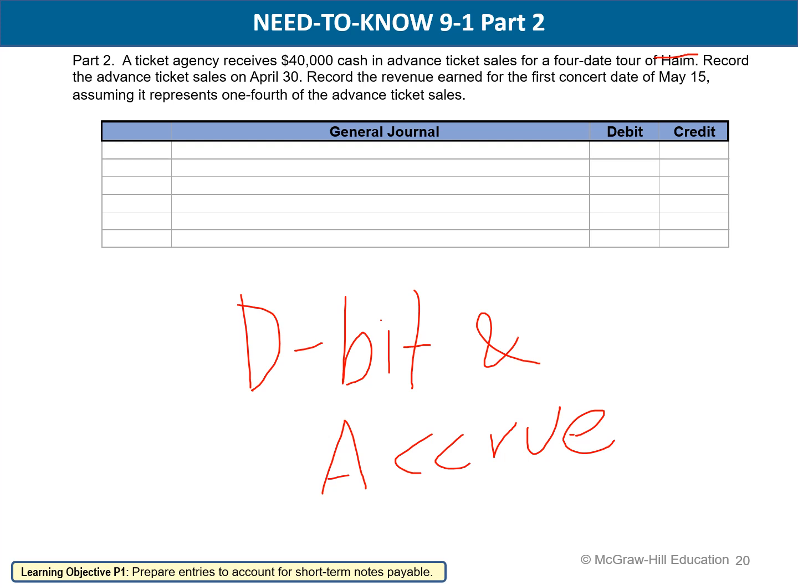Record the revenue earned for the first concert date as of May 15th, assuming it represents 1/4 of the ticket sales. So when we receive it in advance, we're going to increase our cash and we're going to increase our unearned ticket revenue, right? The debit of 40 and a credit to unearned ticket revenue of 40.